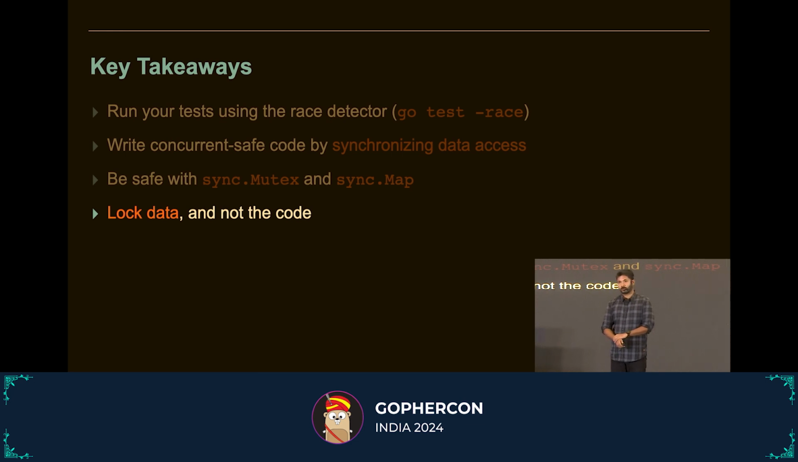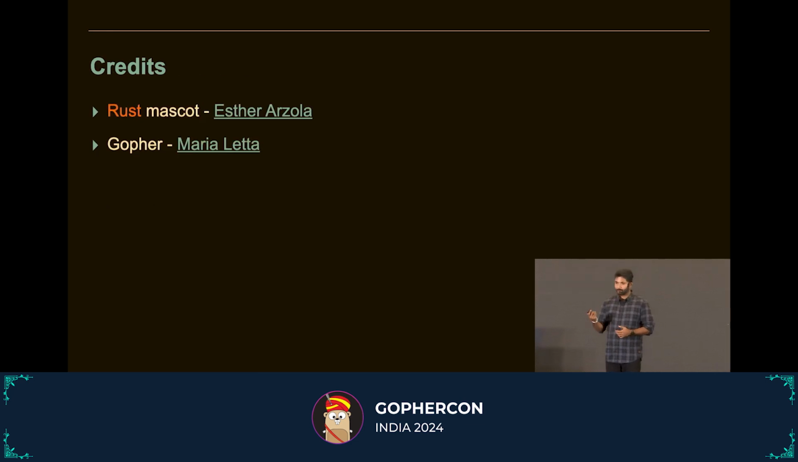Lock data, not the code, as a sort. We've seen the example. What we are doing is using mutexes to lock our data. In Rust, we were doing it with Arc and whatnot. And yeah, that's the thing.